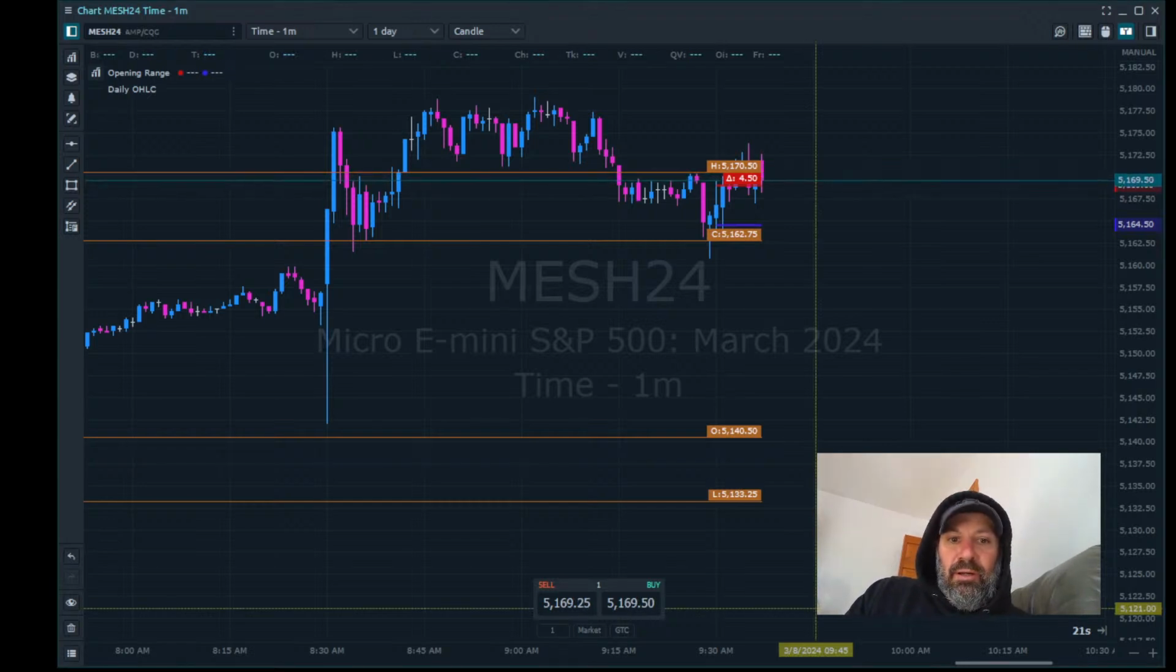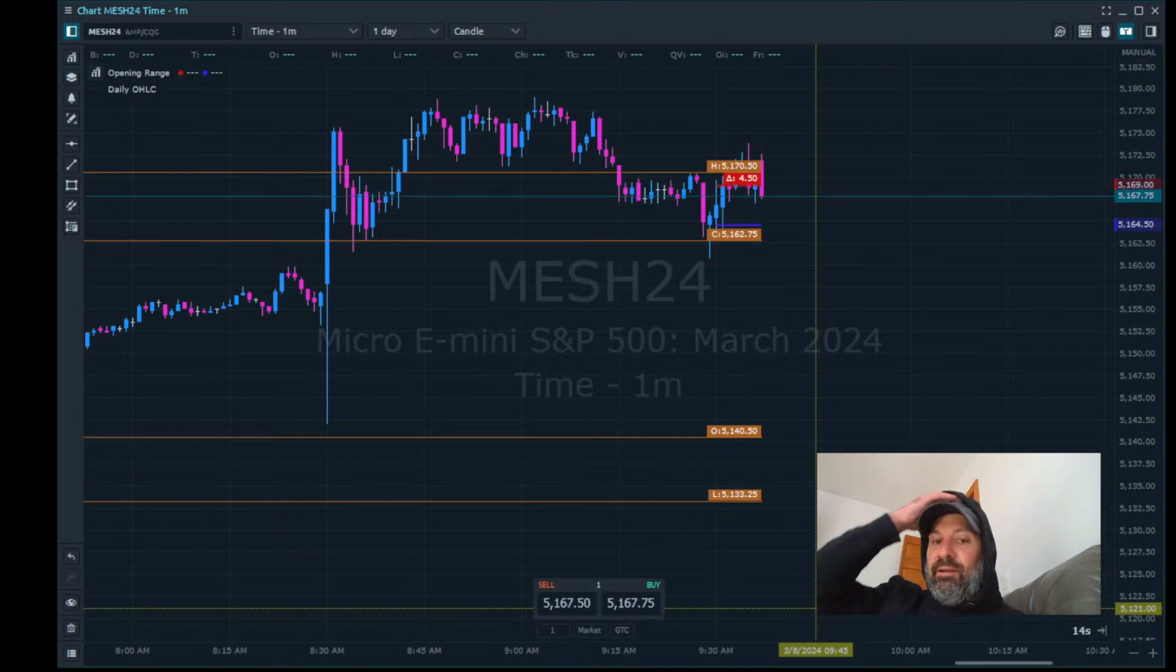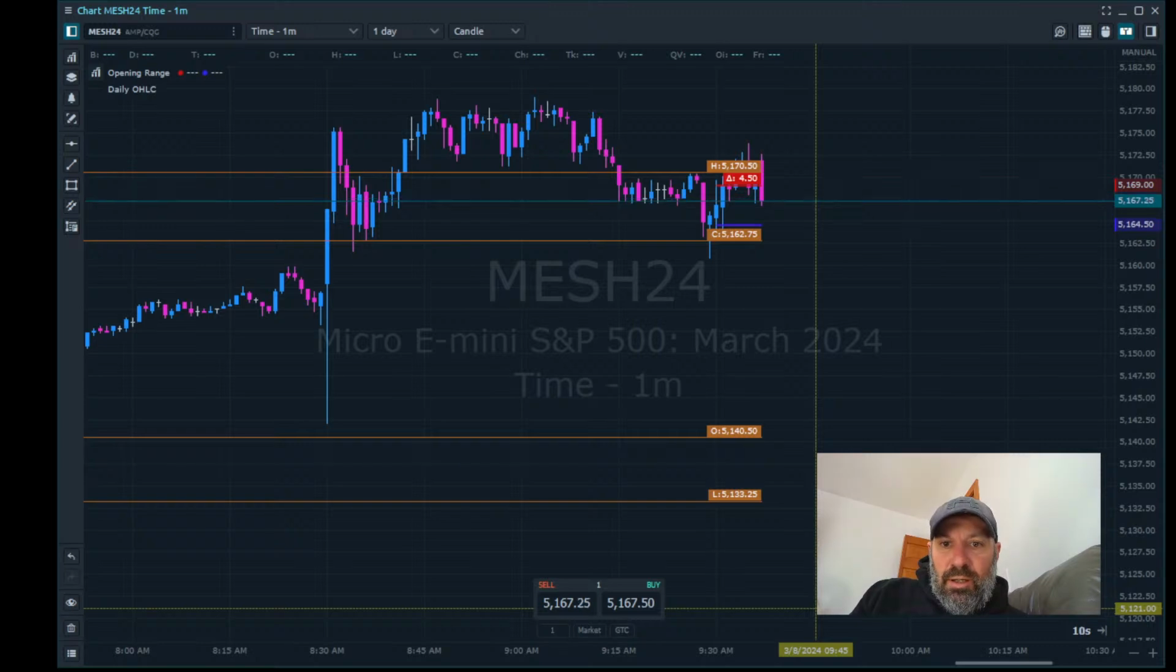Today on the MES H24 contract, which is the micro E-mini S&P futures contract for March. We are on the 1 minute time frame. The red and the purple line is the 30-second opening range, and the brown lines are yesterday's open, high, low, close.